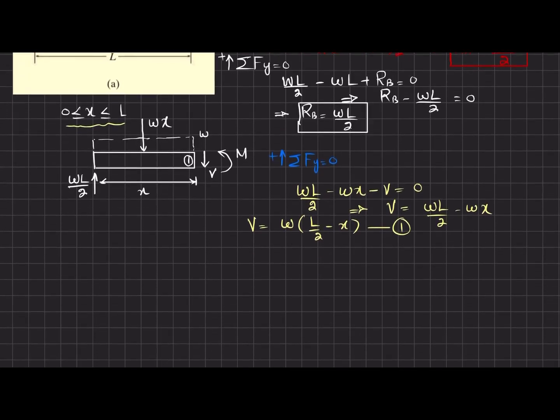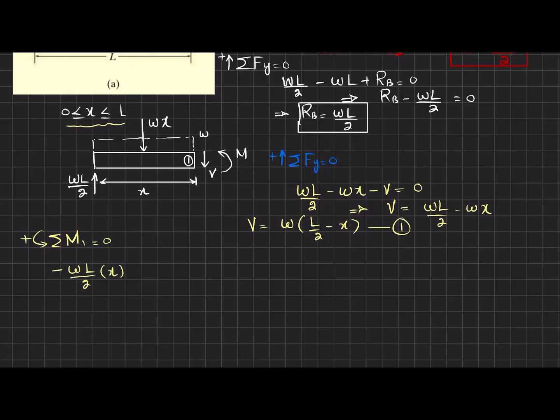Now we'll find the moment. So the sum of all moments about point 1 is equal to 0, taking the counterclockwise moment as positive. The first moment is due to WL over 2 and the perpendicular distance is x, and it is producing a clockwise moment about this point 1. So I will write minus W into L over 2 and the perpendicular distance is x.